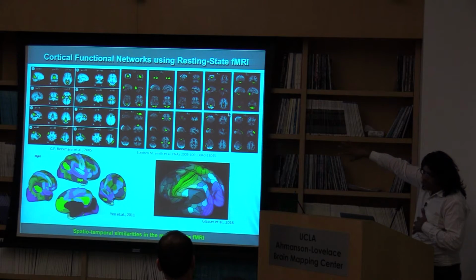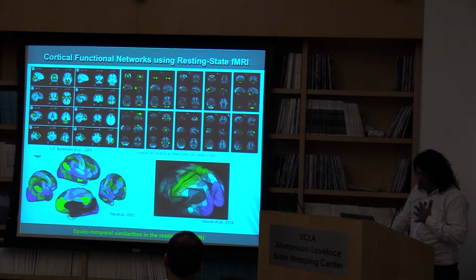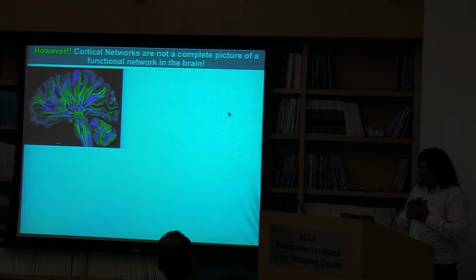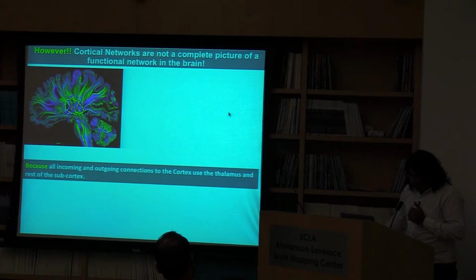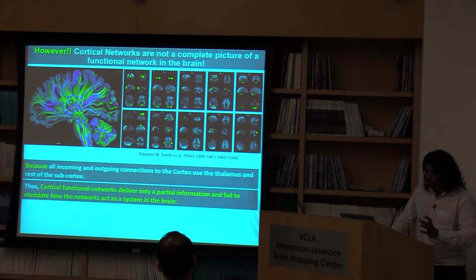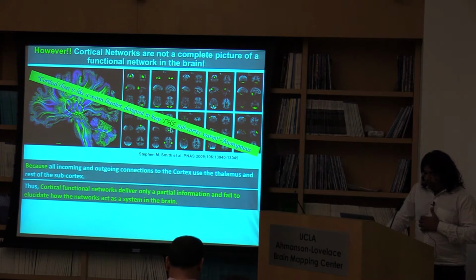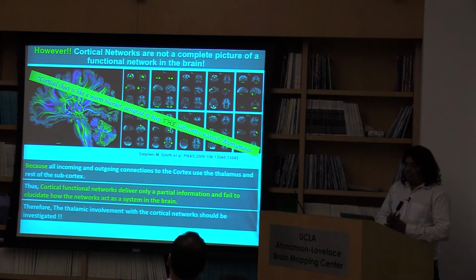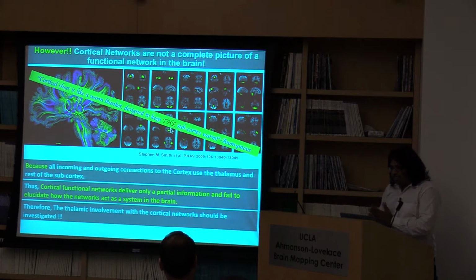So we were interested in these networks, and why were we interested? Because these cortical networks are not a complete picture of functional networks in the brain, because all incoming and outgoing connections to the cortex use the thalamus and the rest of the subcortex, and thus cortical functional networks deliver only partial information and fail to elucidate how the networks act as a system in the brain. Therefore, the thalamic involvement with the cortical networks should be investigated. And this statement brings us to our recent study.